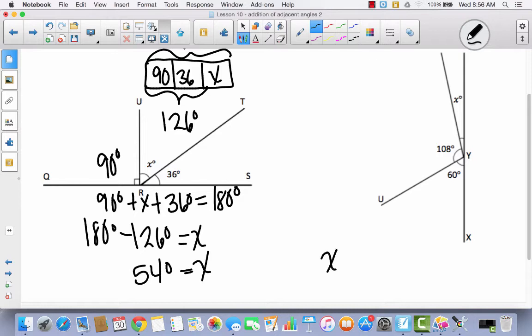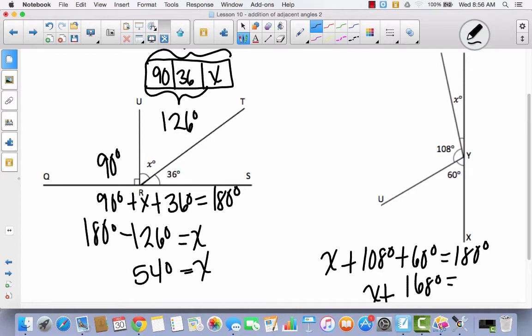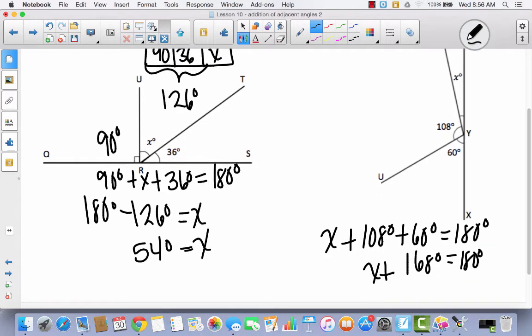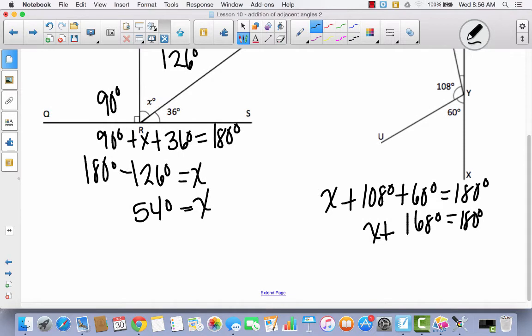Okay, so I have x plus 108 degrees plus 60 degrees, again, equals 180 degrees. So x plus, I'm going to add these two together, that would be 168 degrees equals 180 degrees. So as you can see from the model, x is pretty small, and I can already tell when I subtract, this is going to give me a small number. So x is actually going to be equal to 12 degrees.